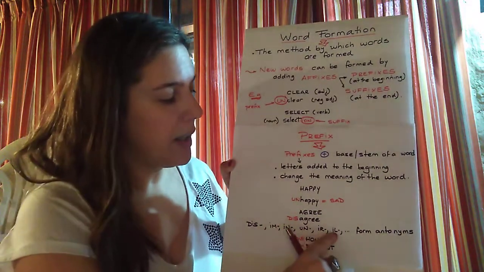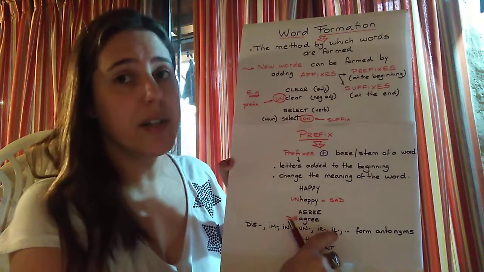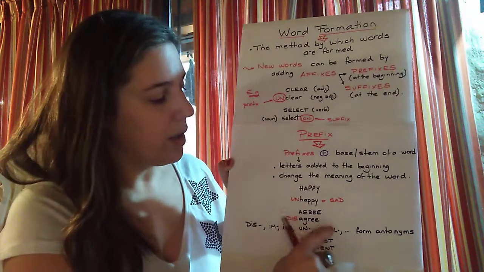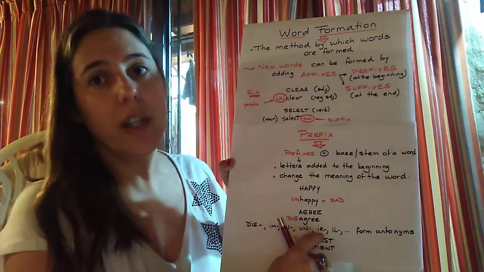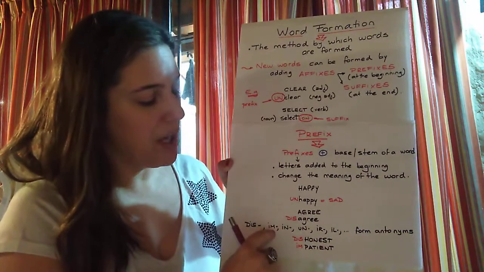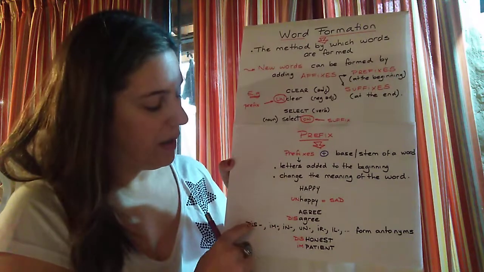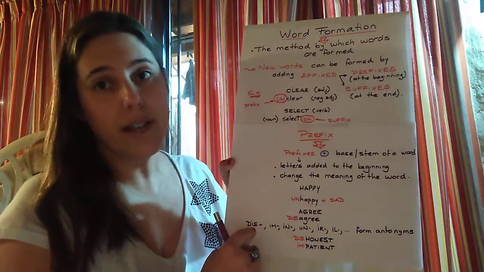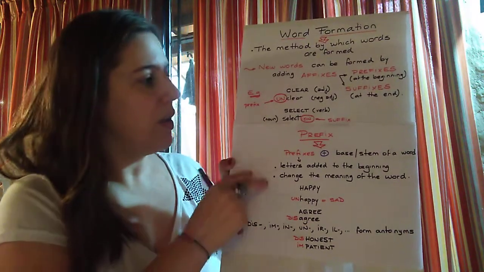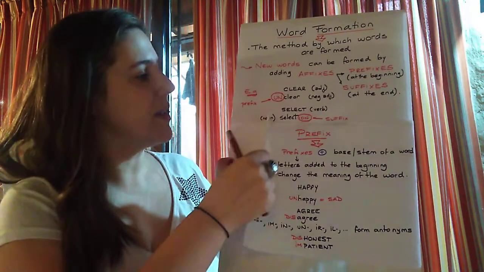For example, il, illegal. Something is legal or illegal. Okay, I am responsible or irresponsible. I am patient or impatient. I am dishonest or honest. Okay, so here we have some examples of prefixes.